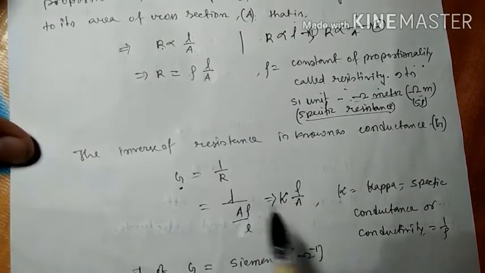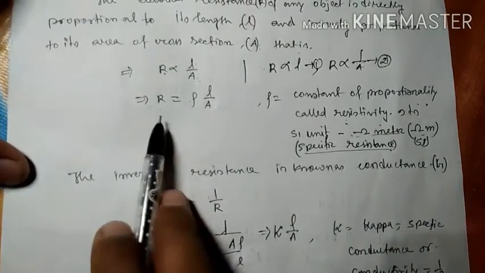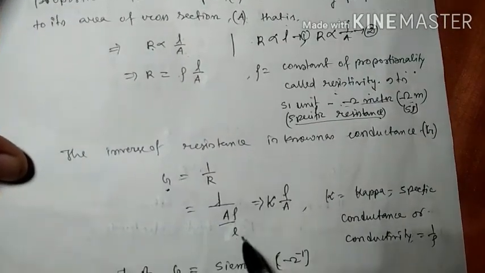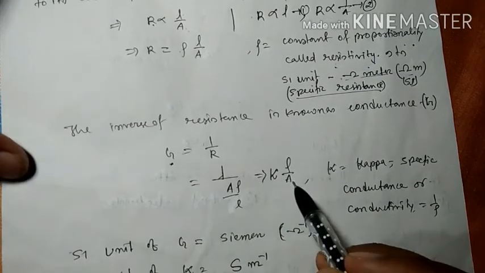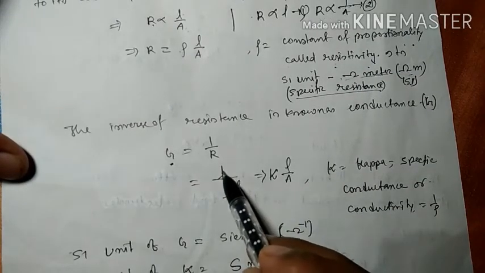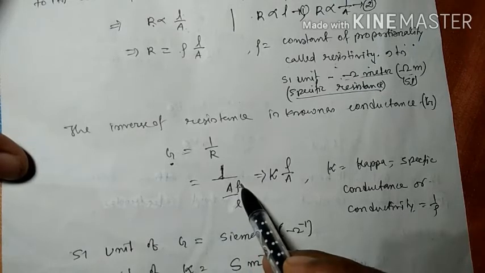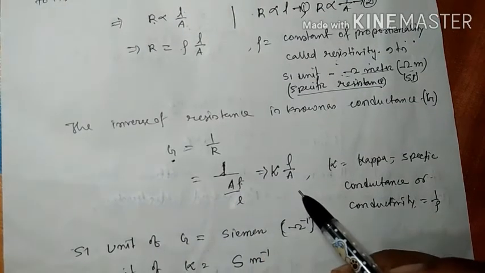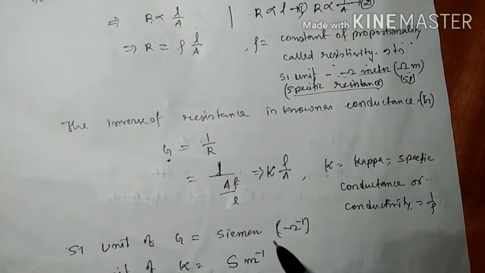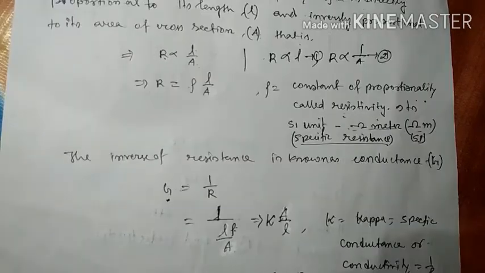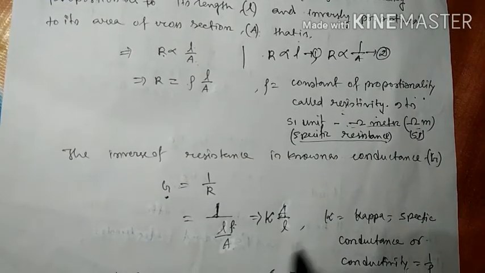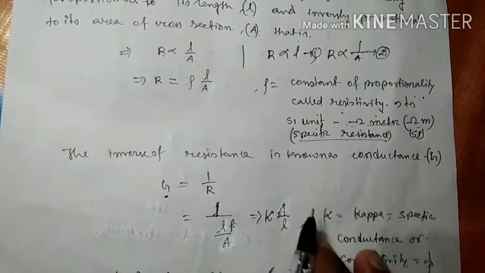Okay, now if we put the values of R, we will get this one, 1 by rho, A by L. Wait, let me see. Sorry, students, I made a little bit silly mistake. Okay, now it is correct.